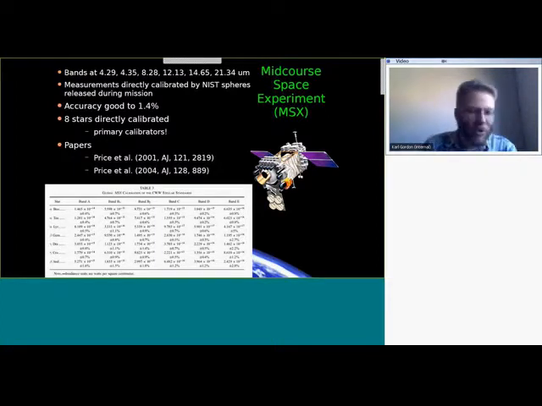That's kind of unique. We're not going to do that on JWST. We're not releasing anything. We don't have any of these things on JWST. But they showed their accuracy was good to 1.4% absolute, and they had stars that they directly calibrated with many, many measurements over the mission. So these make primary calibrators, not just secondary calibrators.